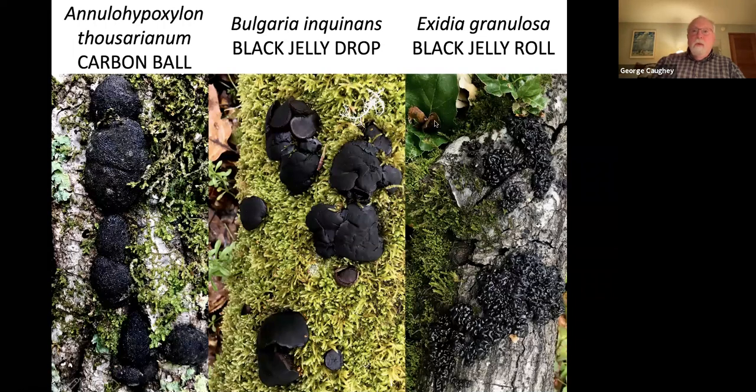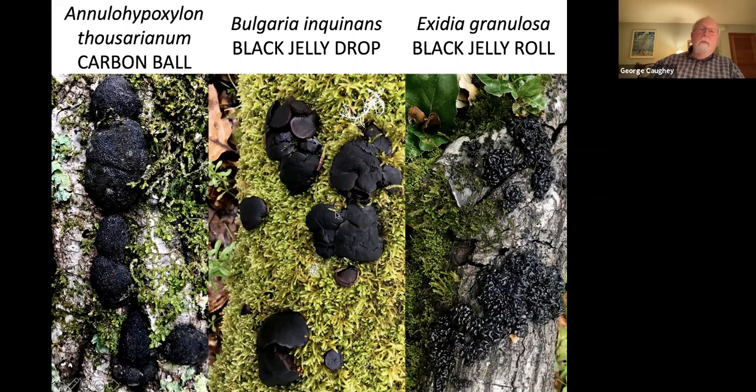And then here, I've just grouped these together because they're black wood rotters. I've seen a lot of this one on the right, the black jelly roll, Exidia glandulosa, which is really quite interesting. It usually is on decorticated, which is barkless tree, but sometimes it grows through the bark. It's really squishy, but when it dries out, it turns into a spot that looks like somebody painted it with tar. And then when it rains again, it springs right back. So it has this revivification property, which is really quite remarkable.